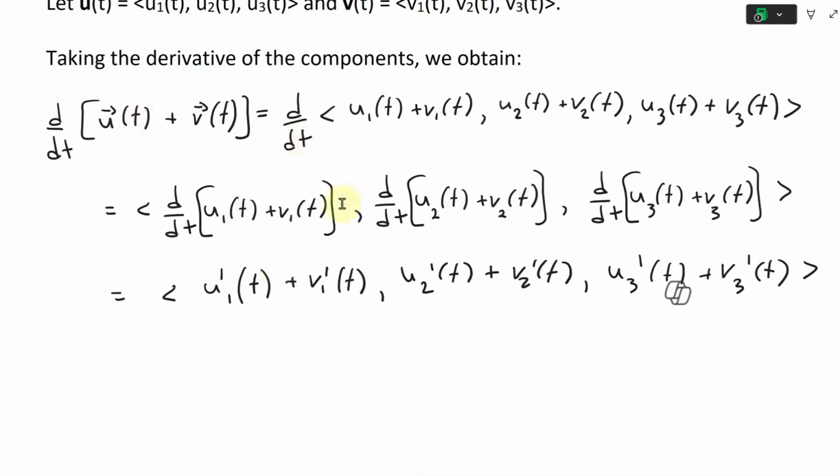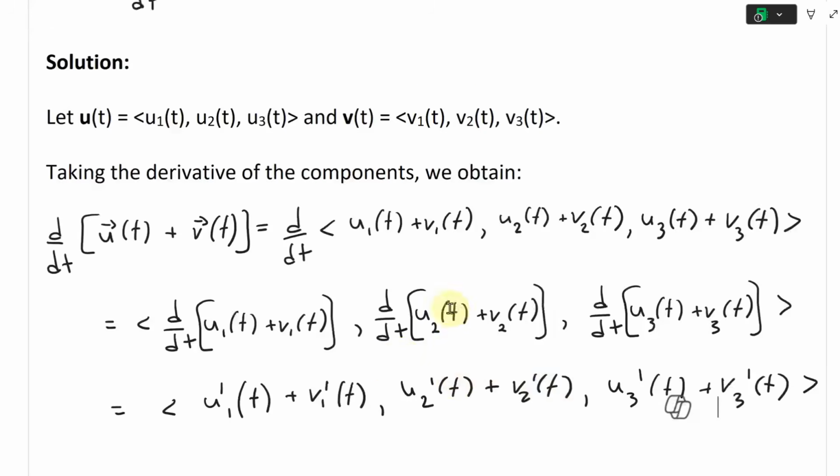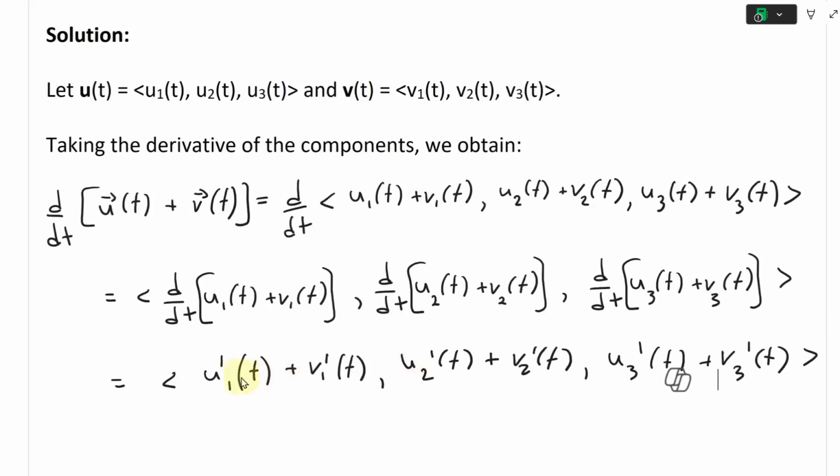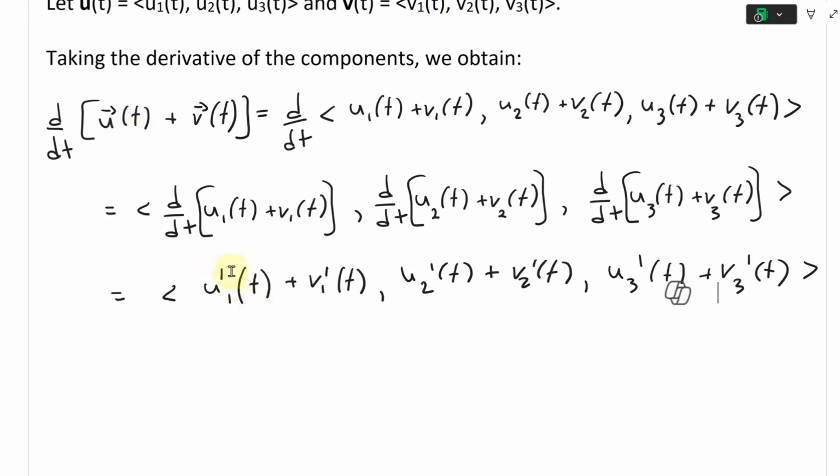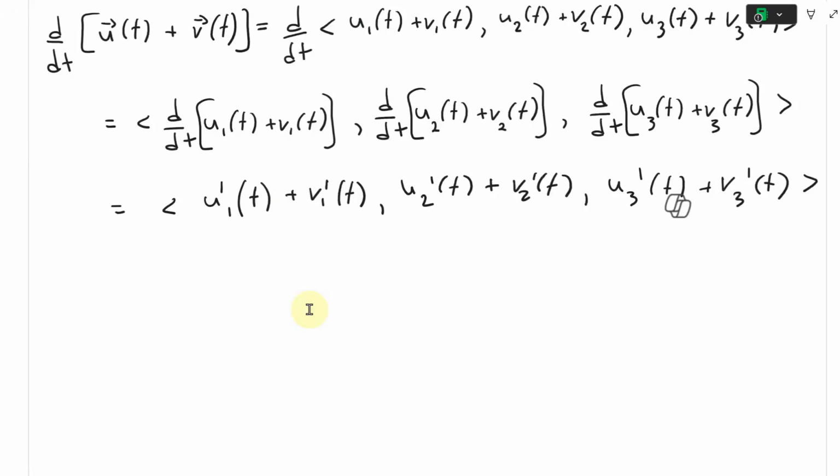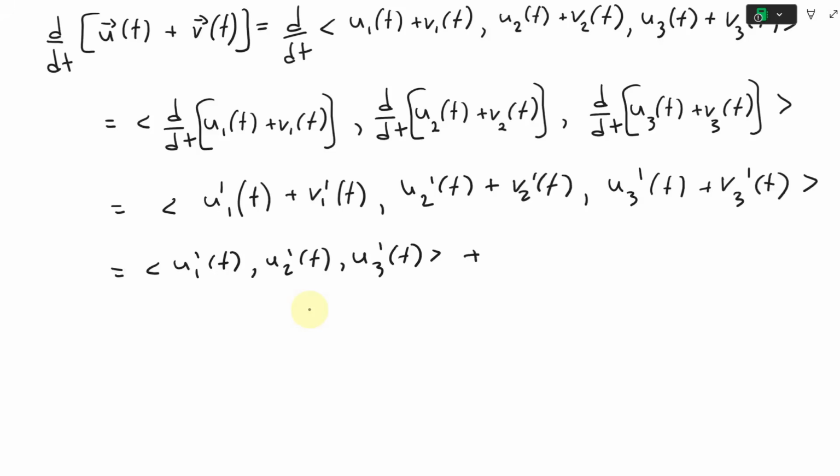And just like right here, when we added these together, now that we have all these, we could just separate them. Instead of writing these together, this is the same thing as writing two vectors separately. So this is going to be u1 prime of t, u2 prime of t, and u3 prime of t, plus, and now we get v1 prime of t, v2 prime of t, and v3 prime of t. In other words, we get two vectors combined.